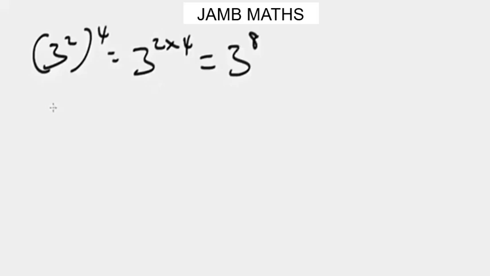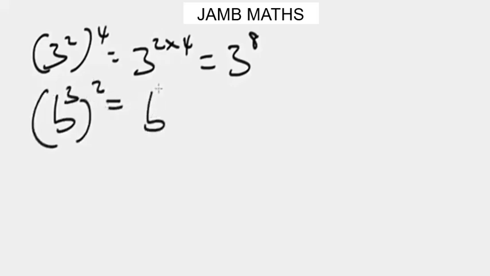If we are using alphabet, let's say we have something like B to the power 3 inside, and we have 2 outside. So this is something as B to the power 3 inside times the 2 outside. This will give us B to the power 6. So this is basically what this rule is explaining.